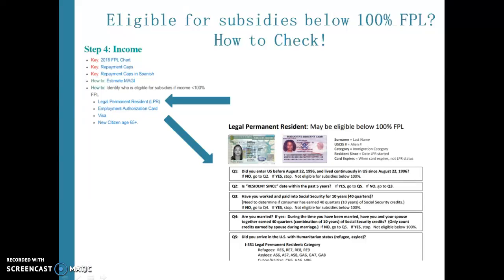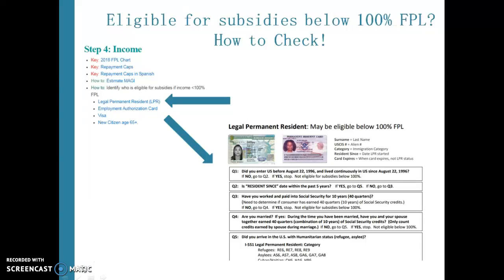So if you're on the resource page, you're looking under the tab, How to Identify Who is Eligible for Subsidies if Income is Less than 100%. And we have 4 different categories of immigrant eligible. So certain green card holders, employee authorization document holders, certain visa holders, and certain new citizens above the age of 65 who are ineligible for Medicare. So I have a couple examples that can assist us with utilizing this tool because this is really the quickest, easiest way to identify an immigrant who's eligible under 100%.